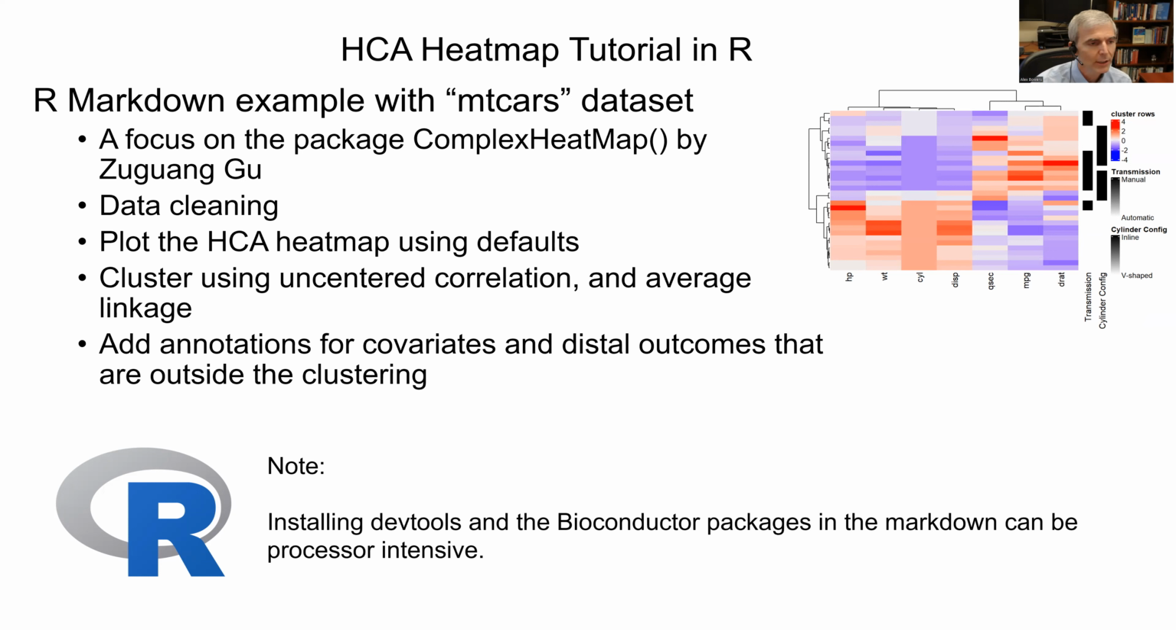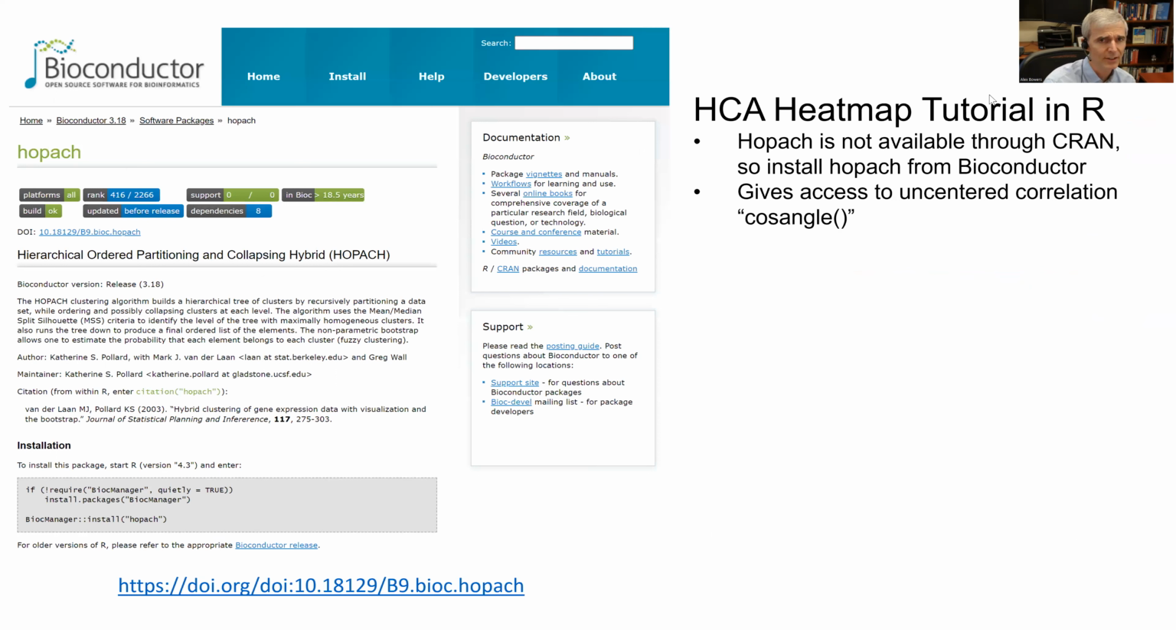So just a quick note, this whole uncentered correlation piece, you need a package called HOPACH. You have to install it using devtools and the Bioconductor packages. The way to be able to do uncentered correlation, I talk about it in the markdown, but I wanted to note it here. This is the website to get HOPACH from. It will do the cosine angle for the uncentered correlation calculations. It's not available on CRAN, so you just have to install it using this code right from Bioconductor.